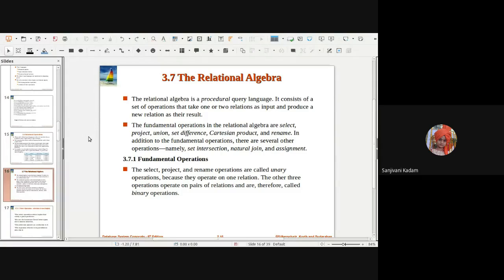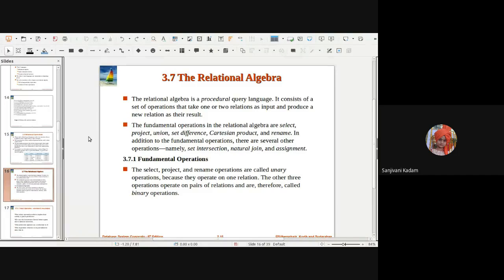So let us start with the next point, that is the relational algebra. Relational algebra is a procedural query language and it consists of a set of operations that take one or two relations as input and produce a new relation as their output. So the same point we learned previously also.